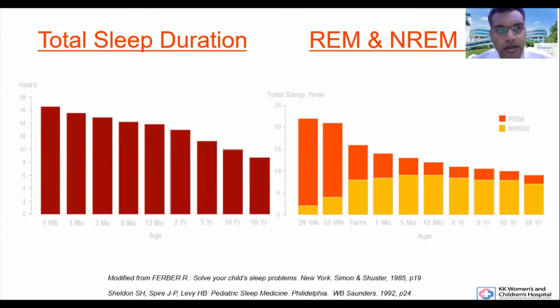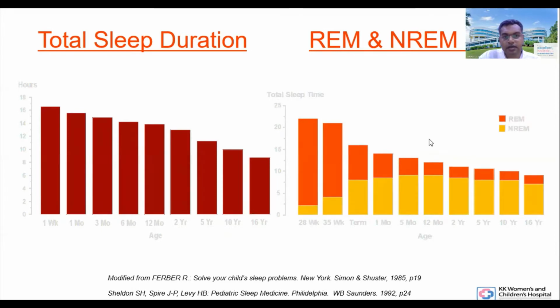So in this slide, on the left side is the total sleep duration across age group from birth through to 16 years of age. On the x-axis is the age and the y-axis is hours of sleep. As you can clearly see, the newborn babies sleep for long hours, up to 16, 17 hours. And the sleep duration gradually decreases as the child grows, and at about 16 years of age, they hit adult sleep, which is about 8 to 9 hours of sleep.